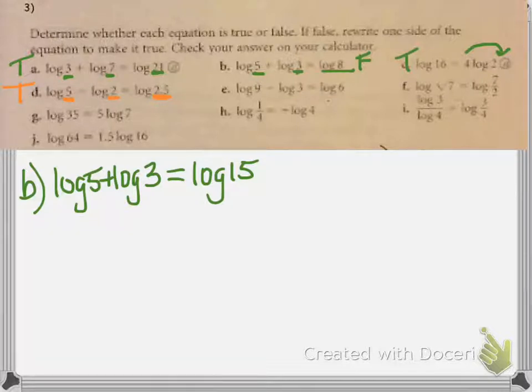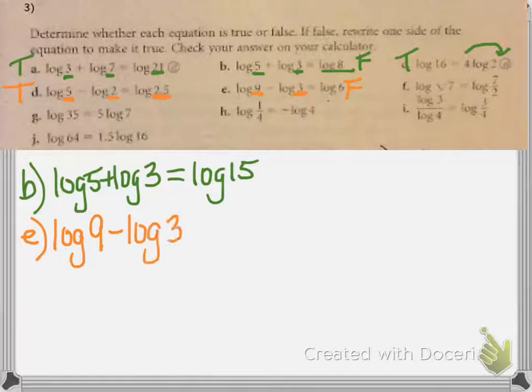In E, it says log 9 minus log 3 equals log 6. Again, we have subtraction. Subtraction tells us to divide. 9 divided by 3 is not 6. So E is false. And we would rewrite E to say log 9 minus log 3 equals log 3, because 9 divided by 3 is 3 and not 6.